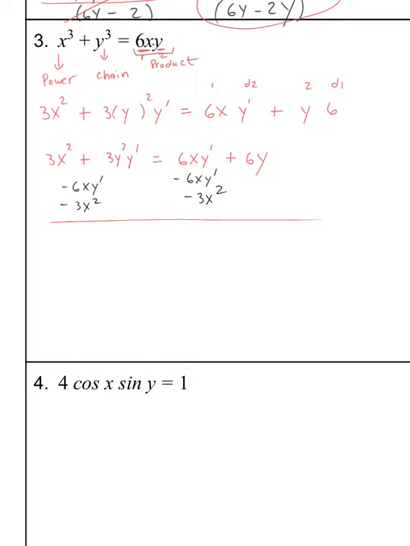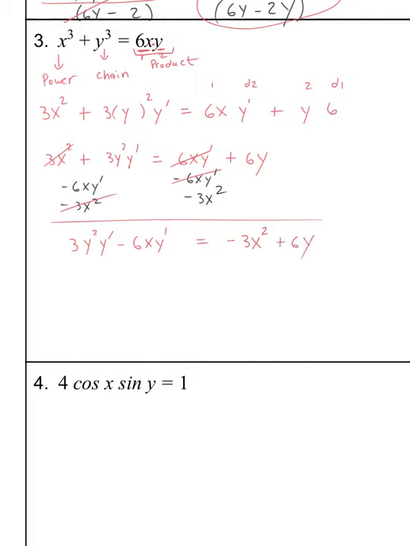All right, so on the left, these cancel. I am left with a 3y squared y prime, this term, and I also have negative 6xy prime, minus 6xy prime. All right, on the right side, 6xy prime cancels. I still have a 6y, and I still have a negative 3x squared. Negative 3x squared, I'm going to put the x term first, plus 6y.